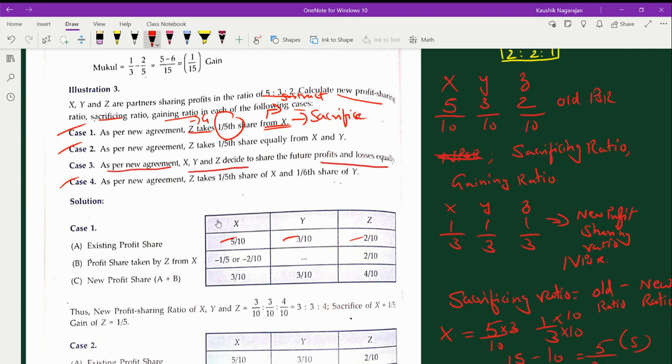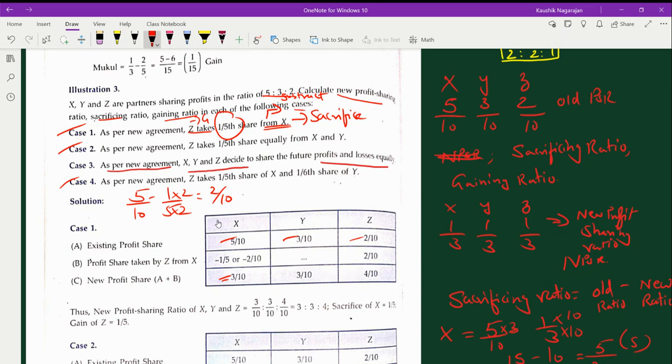So 1/5 is nothing but 2 by 10, because if I am going to subtract 5 by 10 minus 1 by 5, the bases are not similar. I cannot directly apply the subtraction, so I should convert this 5 base to 10, which is nothing but multiplying by 2, and even the numerator should be multiplied by 2. So that's how I am deriving 2 out of 10. So when I subtract 5 by 10 minus 2 by 10, I'll be left with 3 by 10.